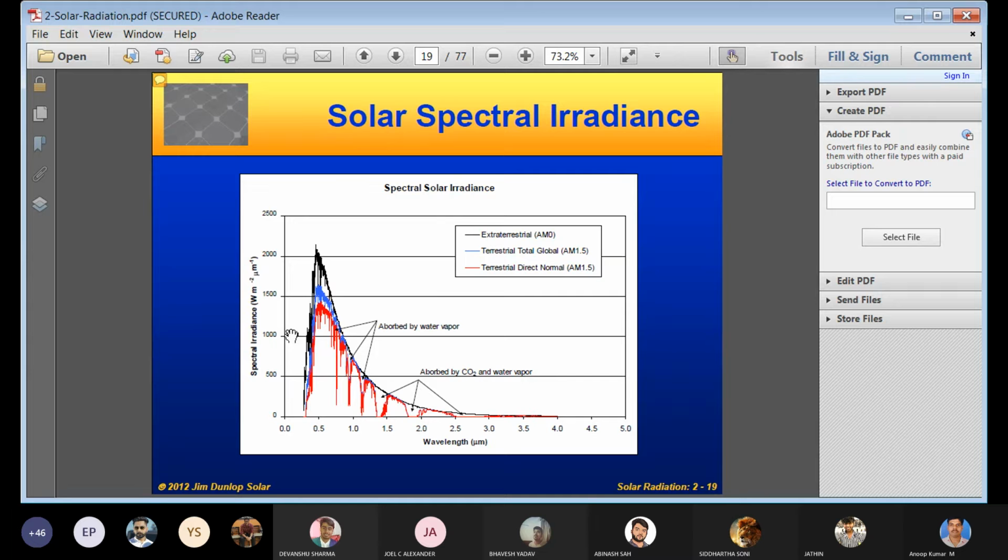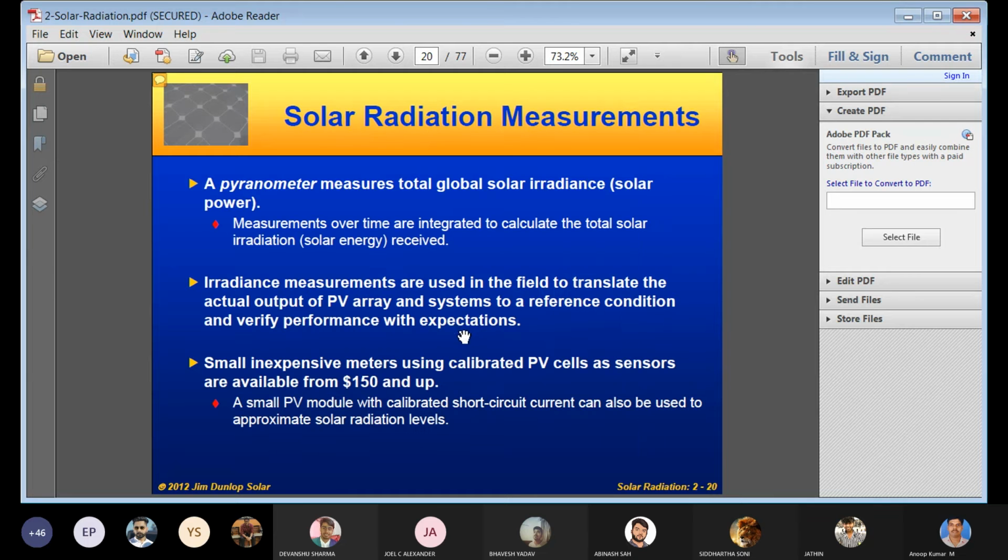So this is typical spectral solar irradiance data. AM0 means extraterrestrial, AM 1.5 means terrestrial total global, and terrestrial direct means AM1. So these things are there. Different components you can refer.